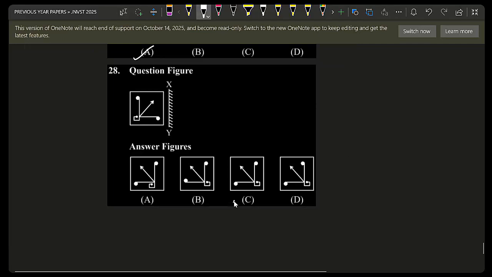option C. You can see the shape will become like this and the arrow mark will come here, and take care of the other part also. This figure is going like that, so it will be like this in the mirror image, so it's option C. Going to the next part 8.